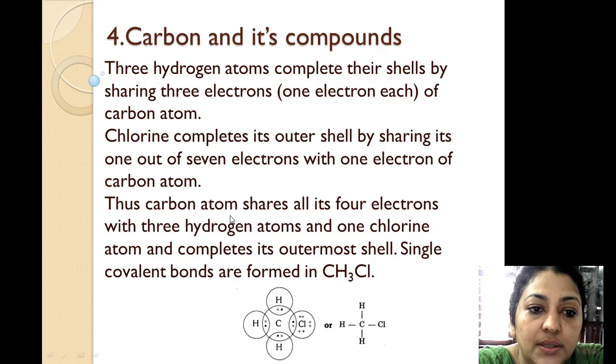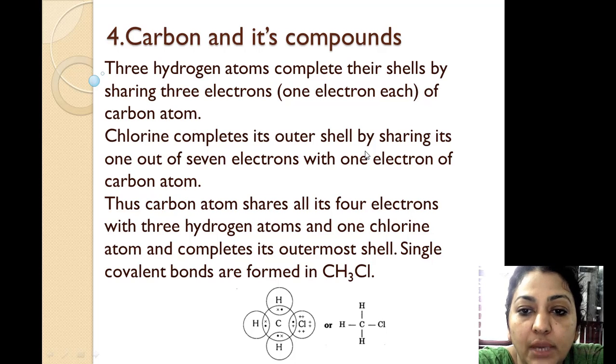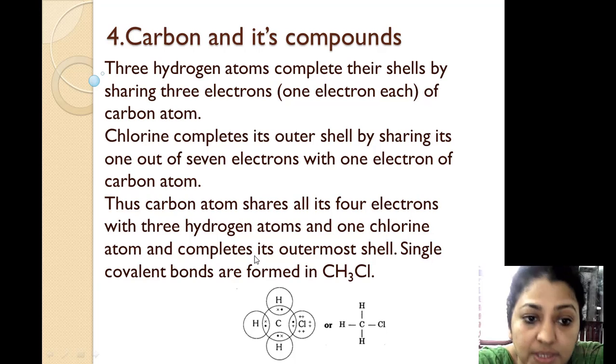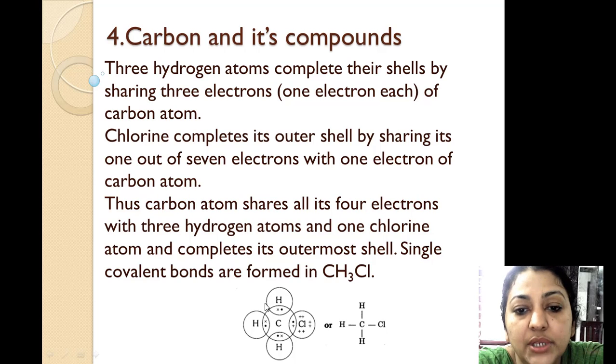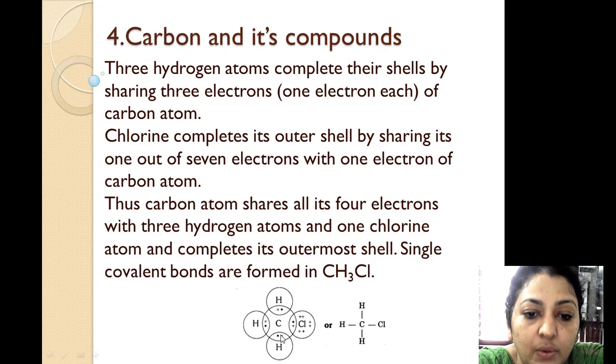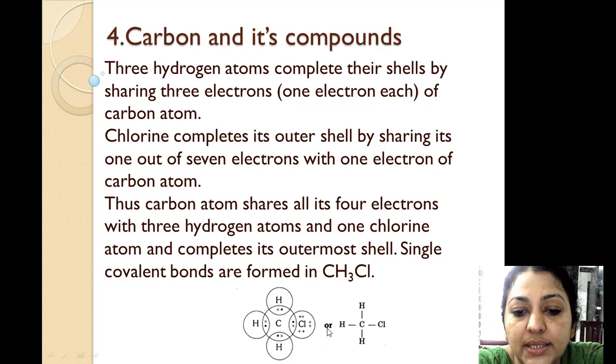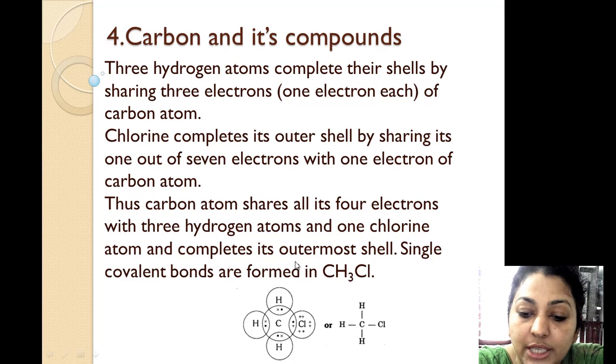So here chlorine completes its outer shell by sharing 1 of its 7 electrons with 1 electron of the carbon atom. So you can write in your own words. Thus the carbon atom shares all its 4 electrons with 3 hydrogen and 1 chlorine and completes its octet. Single covalent bonds are formed in CH3Cl. You can use your own words to explain this one.